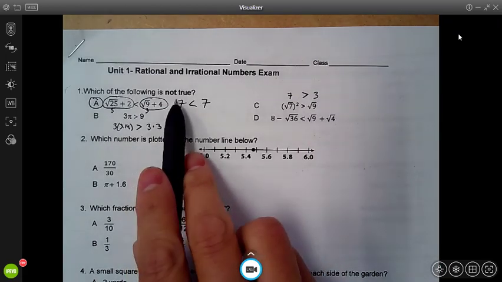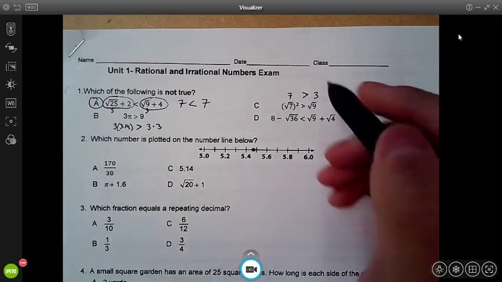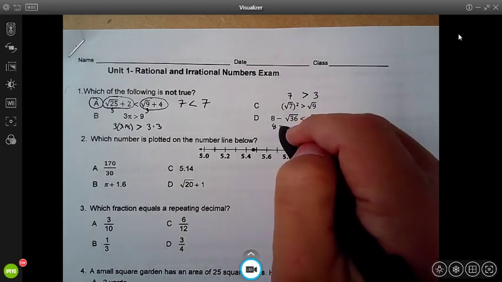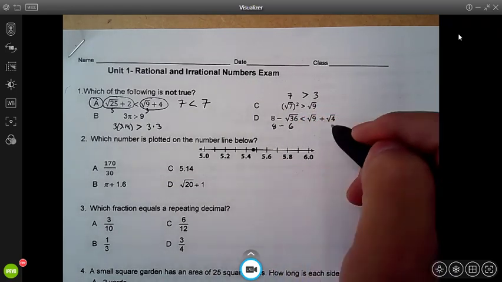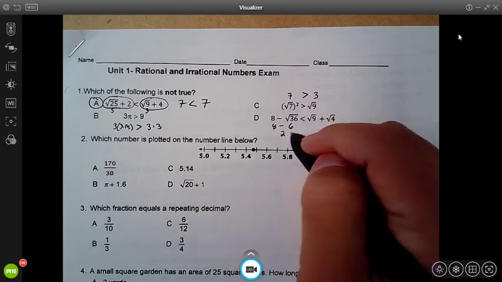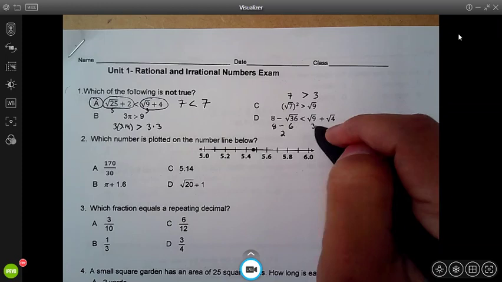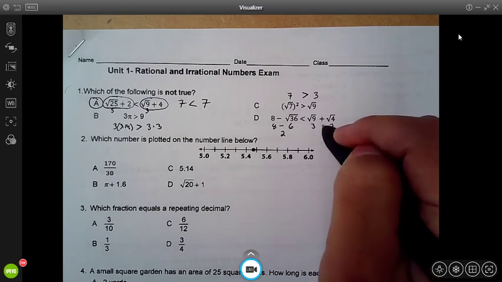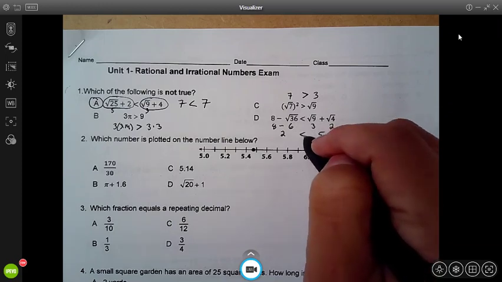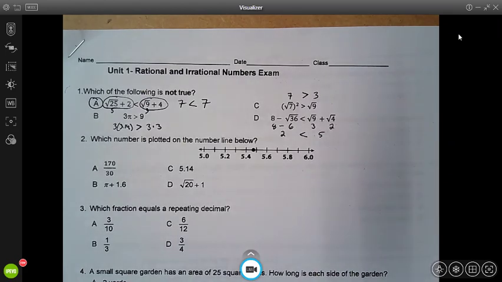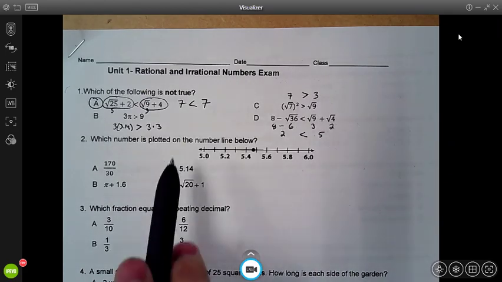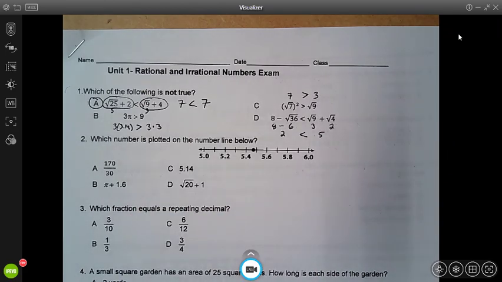And then for D, you have 8 minus the square root of 36, which is 6. This side is 2. And then over here, we got the square root of 9 is 3. The square root of 4 is 2. So we got 3 plus 2 is 5. So this says 2 is less than 5. Well, that's true also. The only one that wasn't true was A. So if you missed number 1, write all of that down.